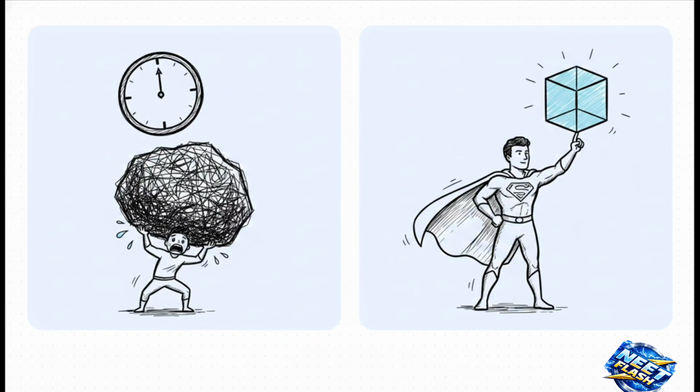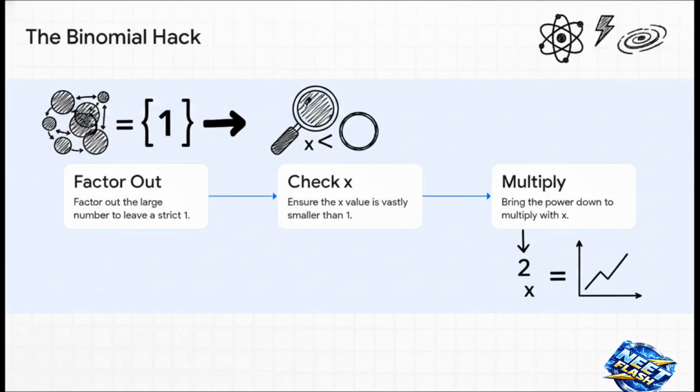Well, here is your elegant savior, the binomial hack. By manipulating the number into a very specific format, (1 plus x) to the power of n, you can actually solve it mentally in seconds. Okay, so here's the exact actionable checklist to pull off this hack.